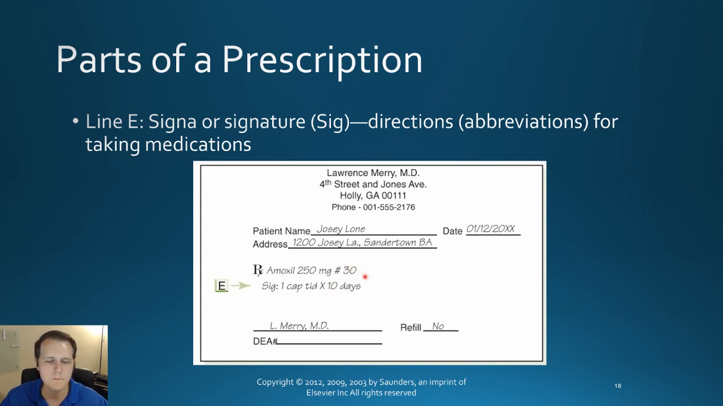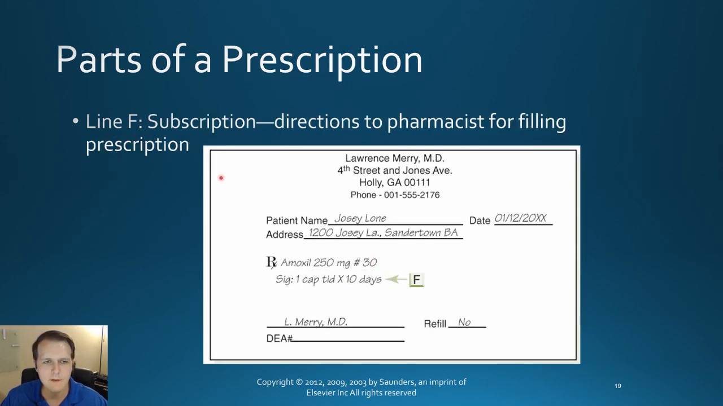That makes sense, right? Next, you have the subscription, and this will be any additional details to the pharmacist for filling. So for here specifically, that times 10 days gives us an idea of how much we're actually going to be administering, how long it's going to be given for, so that's why we include that there. Again, the SIG is the 1 cap TID, the F here is that subscription, that's how long we're going to be giving it for in this particular case.